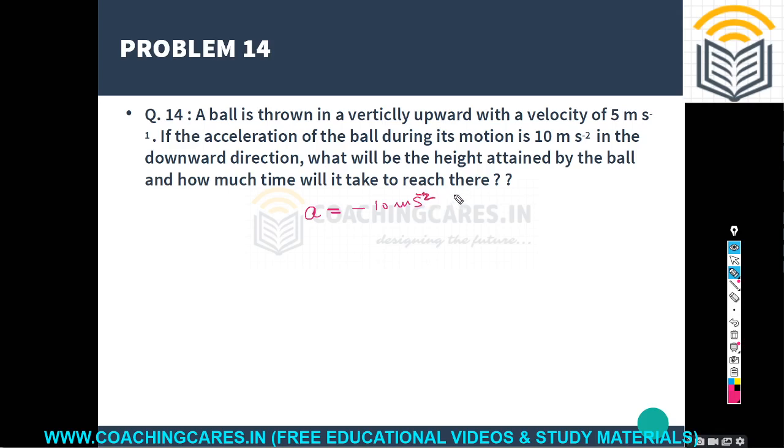So the acceleration of the ball during its motion is 10 meter per second square in the downward direction. What will be the height attained by the ball? We have to calculate s here, and how much time it will take to reach there, t we have to calculate ultimately. So the ball is thrown vertically, so the initial velocity of the ball is u, which we assume is 0, because the ball will be at rest at the initial position.